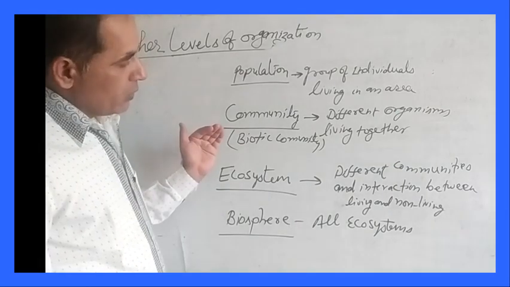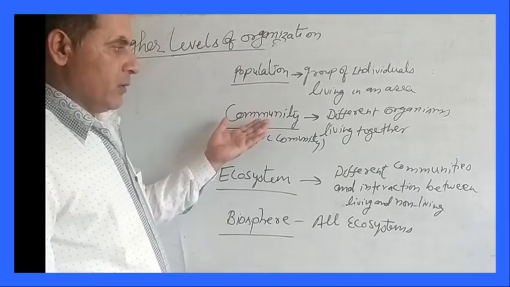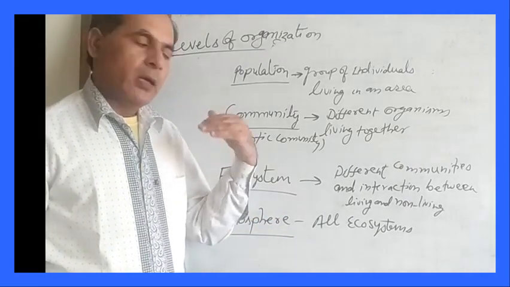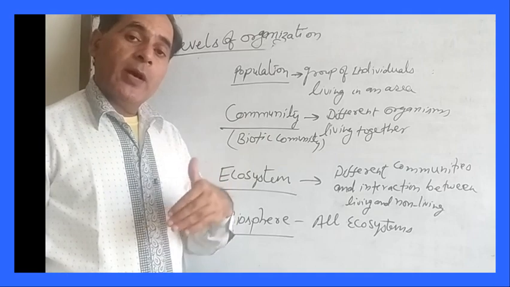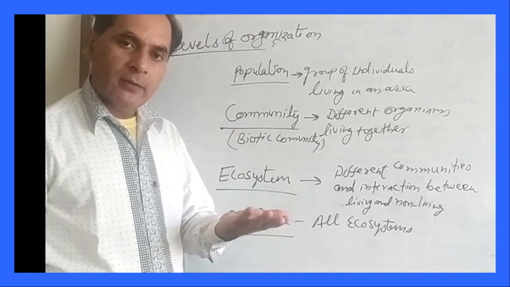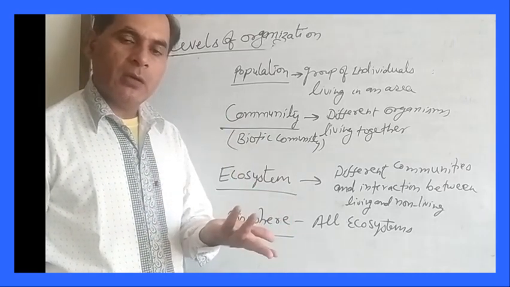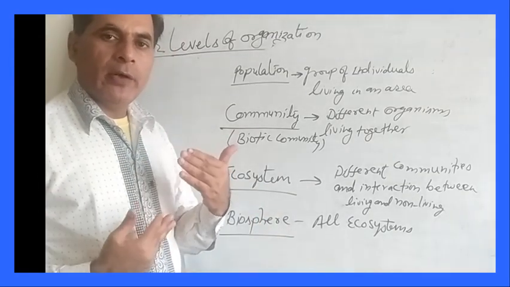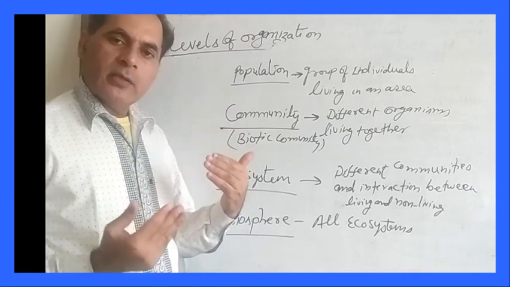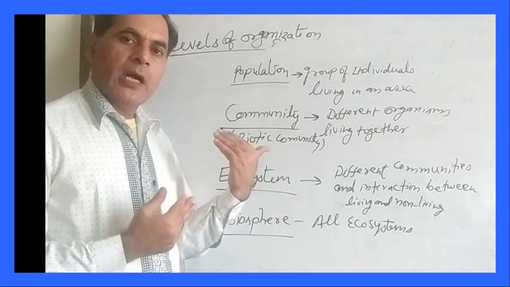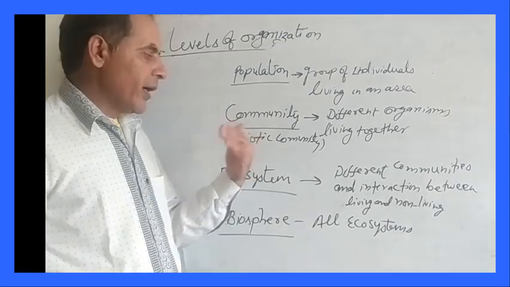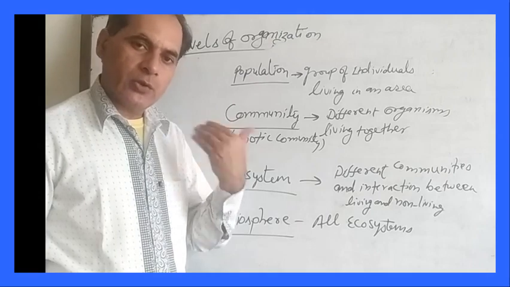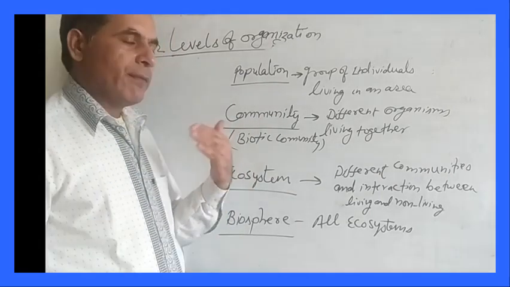Ecosystem: different communities when they interact with the non-living objects. Like the living organisms require soil, light, heat, temperature, and water. So there is interaction between living and non-living. They take oxygen from the plant, living organisms, and they give carbon dioxide to the plant. So this is called interaction. We get many minerals from the soil and we give minerals to the soil. This is interaction between living and non-living.